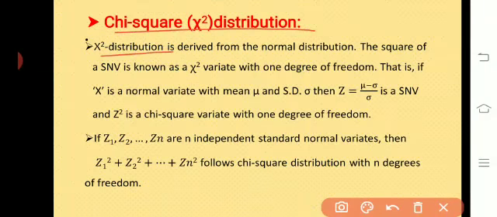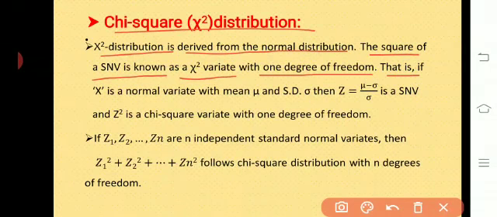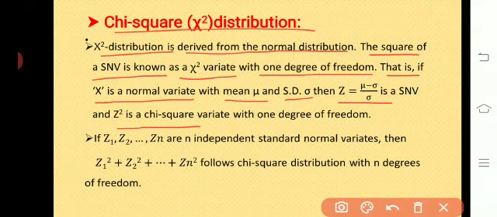Chi-square distribution is derived from the normal distribution. The square of a standard normal variate is known as a chi-square variate with 1 degree of freedom. That is, if x is a normal variate with mean mu and standard deviation sigma, then z equal to (x minus mu) upon sigma is known as a standard normal variate, and z square is a chi-square variate with 1 degree of freedom.